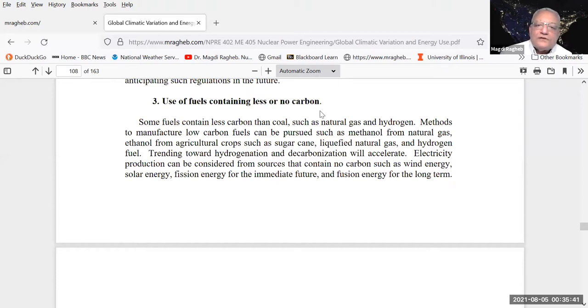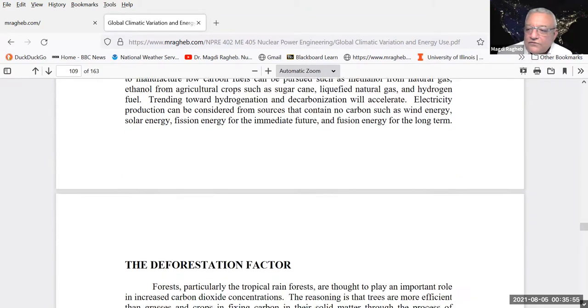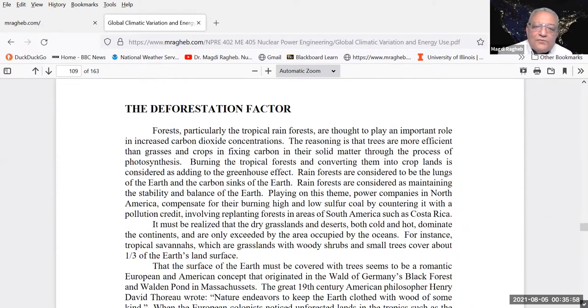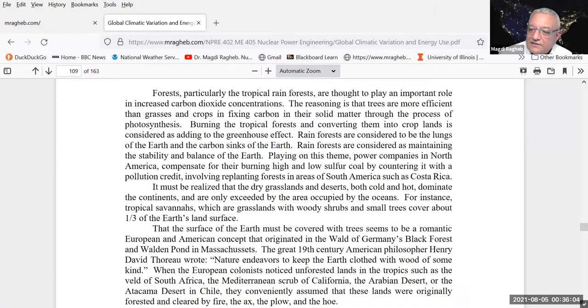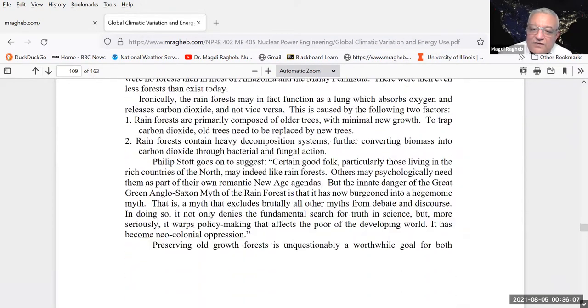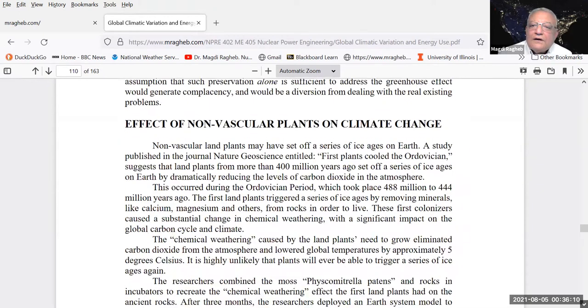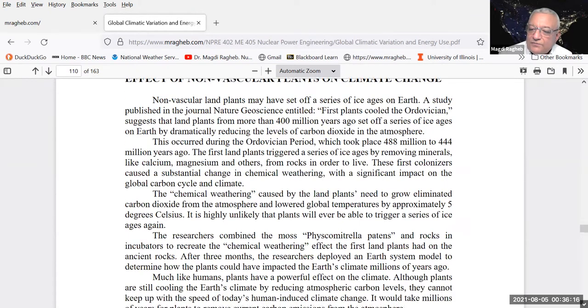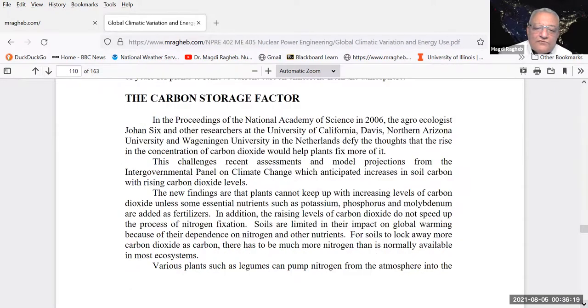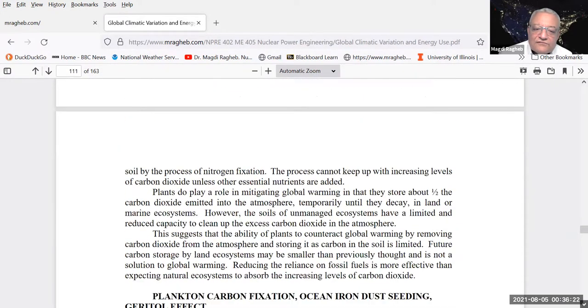You can use fuels that contain less or no carbon. If you use methane, natural gas, CH4, instead of burning coal, you'll find that the hydrogen to carbon ratio in methane is 4, whereas in coal, it's 1. Some people say that deforestation is causing the increase in carbon dioxide. That factor is being refuted here. It is not real. And some people suggest that algae would be a way of storing the energy. Some people suggest that we have to store carbon. The effects are very, very minimal.